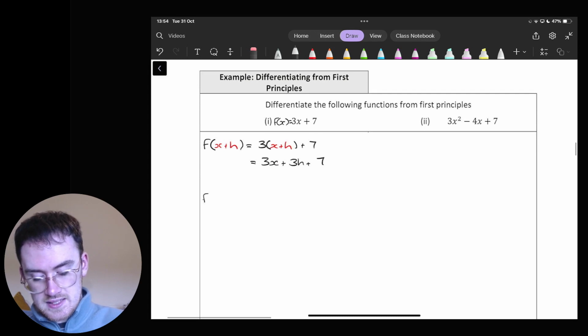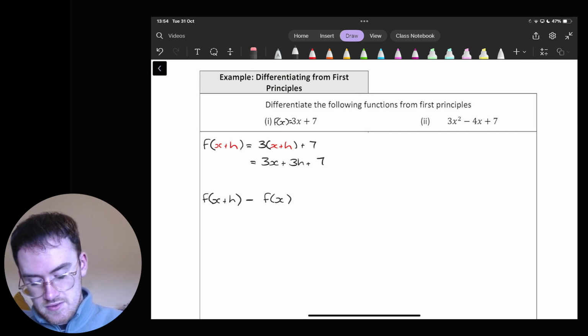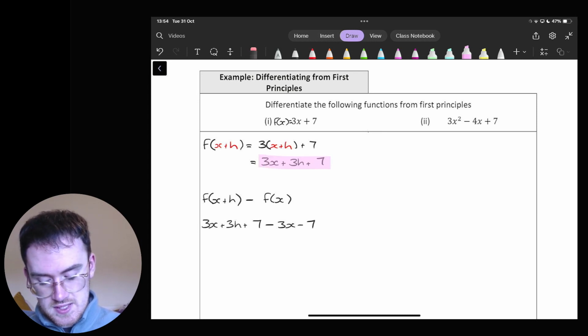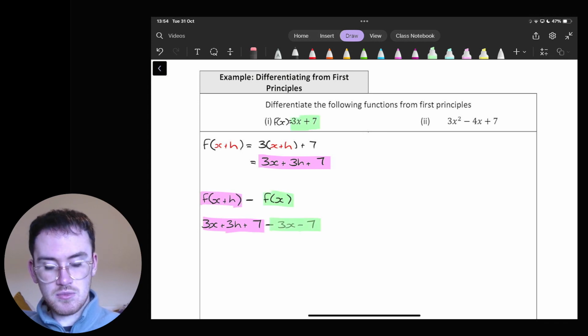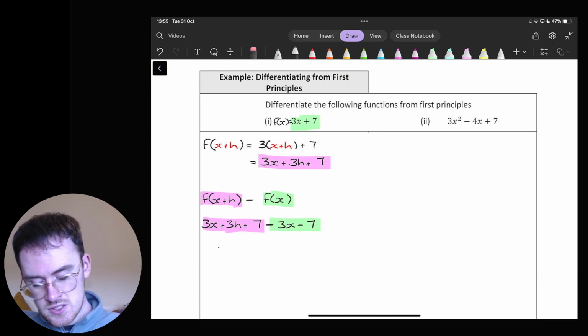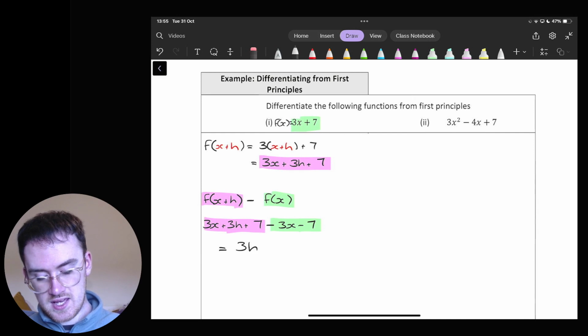Let's now evaluate the top part of the fraction. The top part of the fraction was f of x plus h minus f of x. So f of x plus h is 3x plus 3h plus 7, minus 3x minus 7. Okay, so my f of x plus h here, and my f of x coming from the question. I'm making both parts negative because I'm subtracting that function. And that's going to leave me with my 3h.